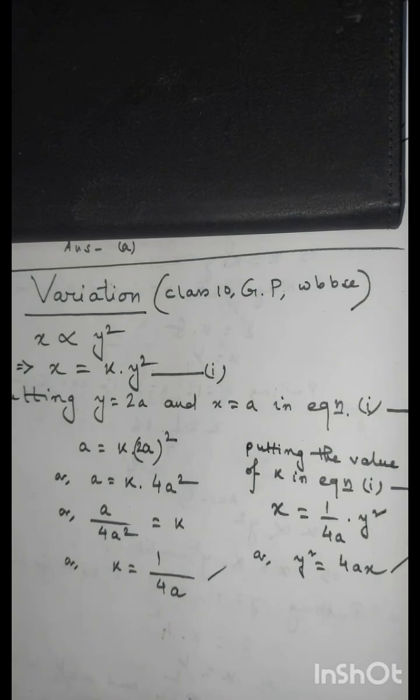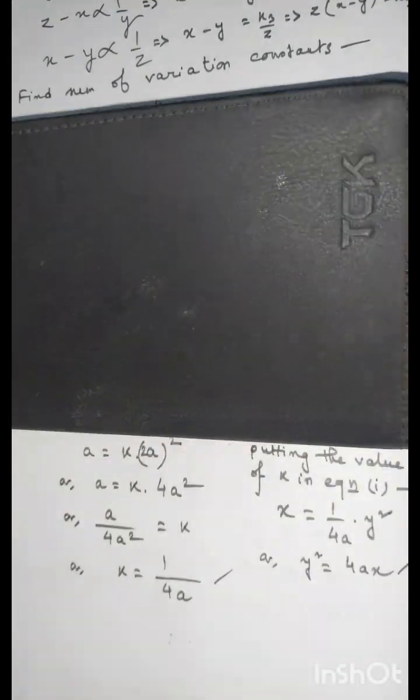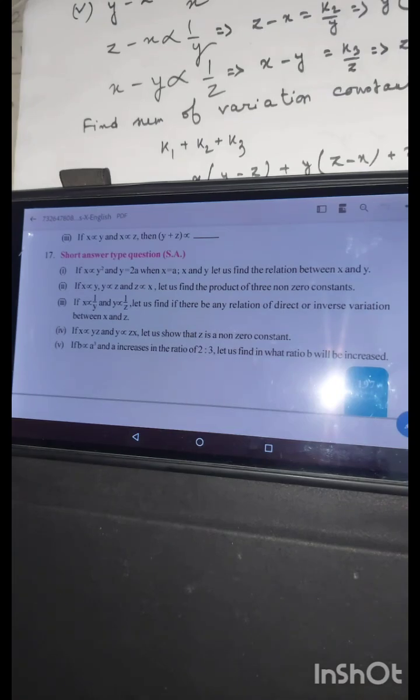Now let us proceed to the next question, that is question number 2 of 17. It says, if x varies as y, y varies as z, and z varies as x, let us find the product of three non-zero constants. Okay, let us try.